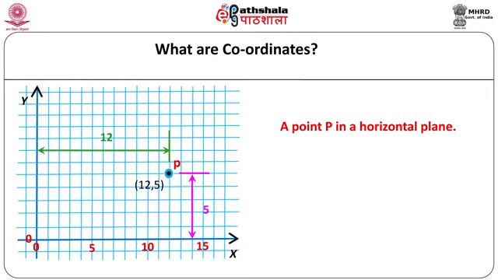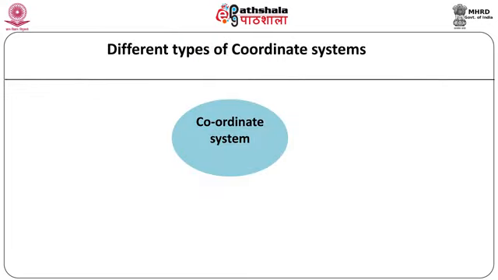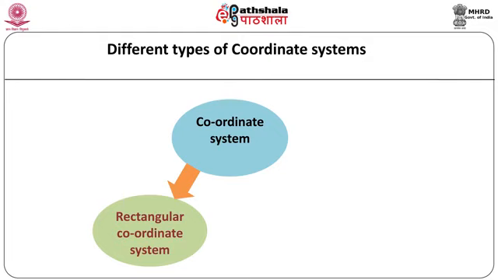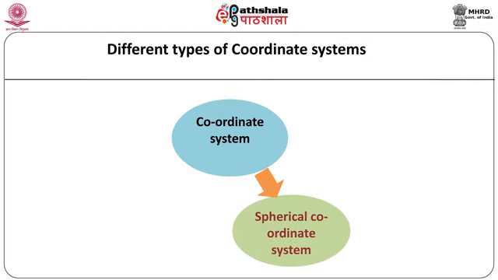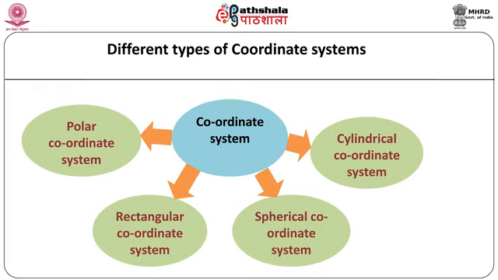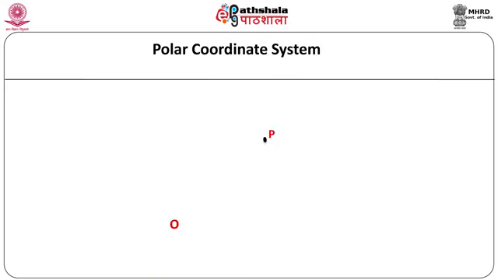We can give many such examples which are much more familiar to us. Depending upon the symmetry, we have different types of coordinate system. The commonly used systems are polar coordinate system, rectangular coordinate system, spherical coordinate system, cylindrical coordinate system. In this module, we are going to restrict our discussion only to these four commonly used coordinate systems. To start with, let us discuss about a simple system known as polar coordinate system.